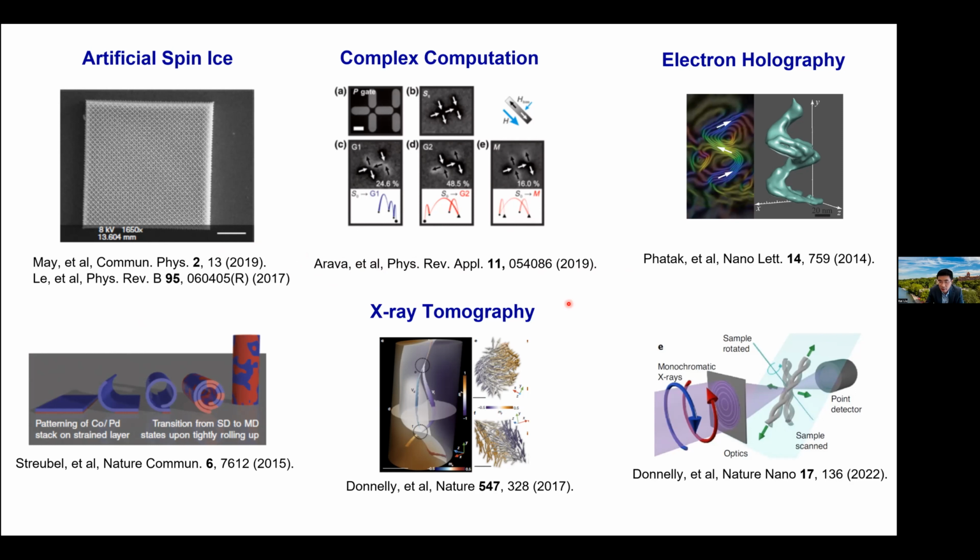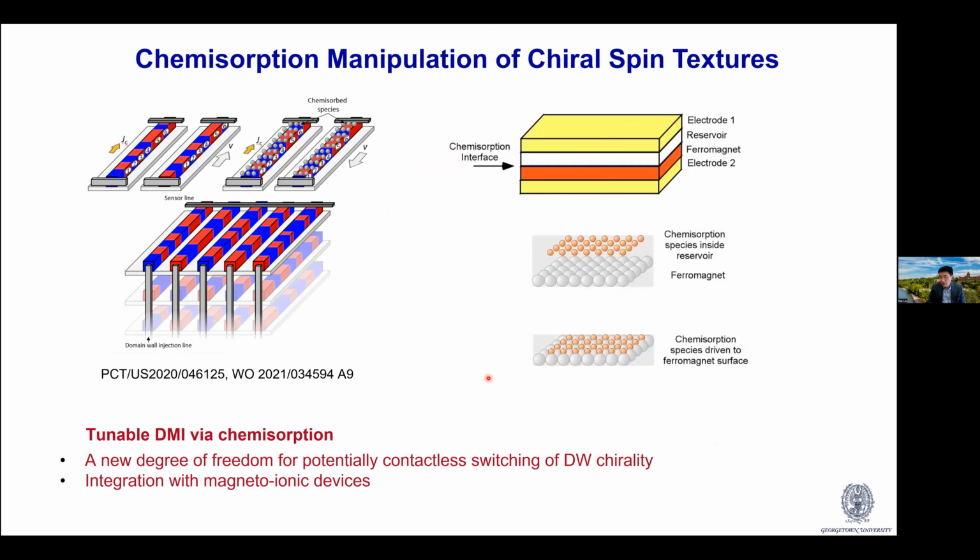But in general, there's a challenge in studying, not only making, but also characterizing such 3D structures. Electron holography and X-ray tomography have been utilized to directly visualize the magnetic spin textures. So coming back to what I mentioned earlier, the magneto-ionic handle has a potential advantage in addressing 3D magnetic nanostructures. For example, in the envisioned 3D racetrack memory, we have already shown that chemisorption could allow us to switch the domain wall chirality. So that in principle should allow us to manipulate the domain wall propagation direction.